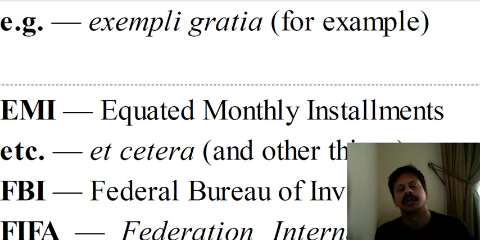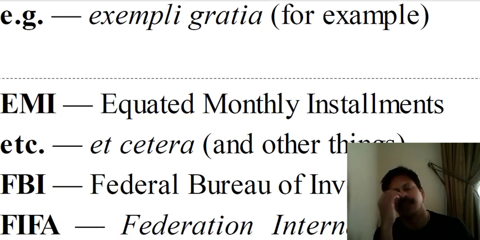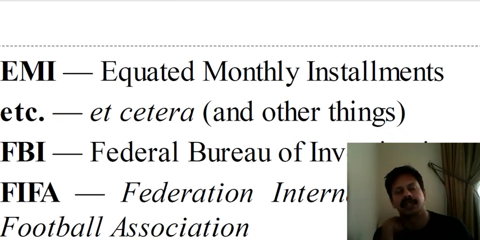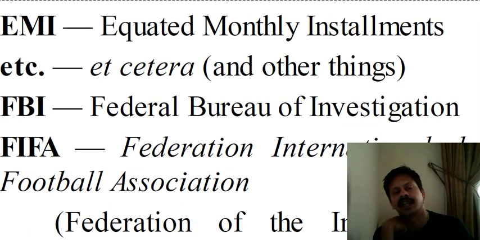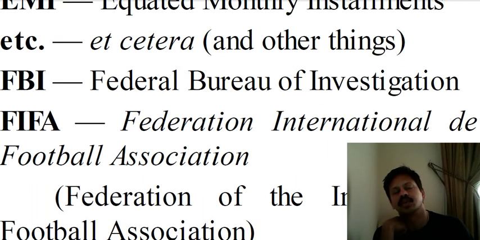EMI is equated monthly installments. When you take a loan for 12 lakh and then you are to repay it over a period of 12 months, then every month the portion that comes is called equated monthly installments. ETC is etc. Etc. means similar to this, like this, so many, and so on.